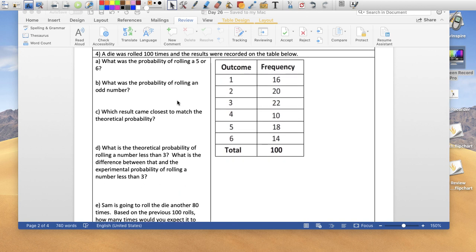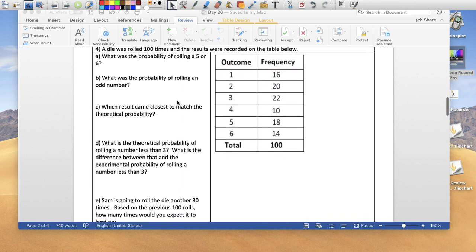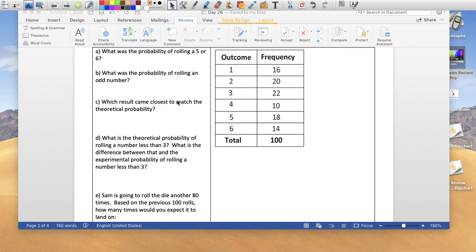So a die was rolled 100 times and the results were recorded. So again, this is an experimental probability, and here's the results of my experiment. Number 1 came out 16 times, number 2 20 times, number 3 22, number 4 10, number 5 18, and number 6 14 times out of the 100 times I rolled. What's the probability of rolling a 5 or a 6?